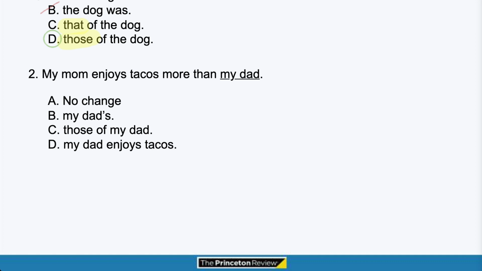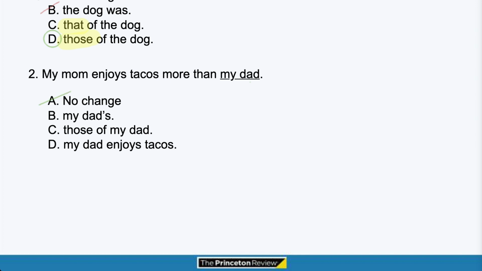This is actually an ambiguous comparison, and I see Lynn's asking what's the difference between ambiguous and incomplete. So this is a good place to talk about that, Lynn. So this one here is ambiguous, and I'll talk you through as we go through the answers here. My mom enjoys tacos more than my dad, because in this one, it's actually saying that she likes tacos more than my dad, or could be saying that, we don't know. So that's ambiguous, meaning it's vague. We're not sure what she actually means. And with that, we can cross off our first answer choice.